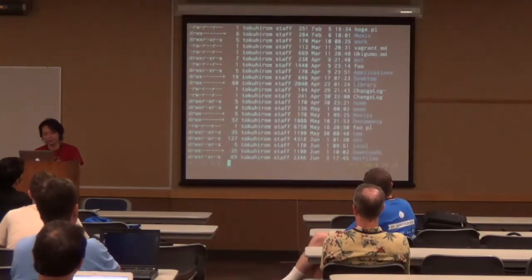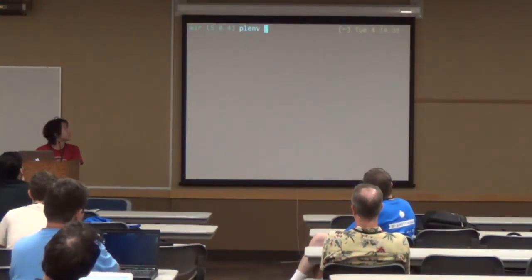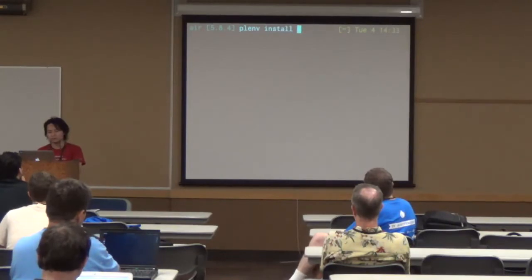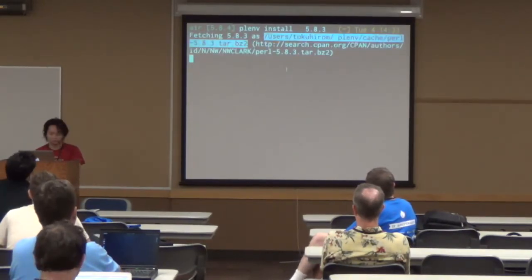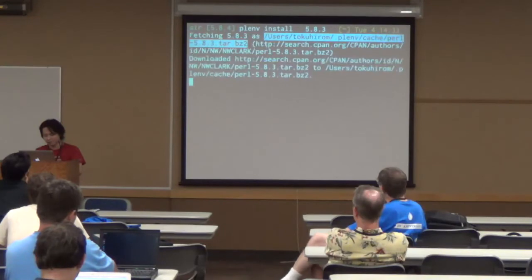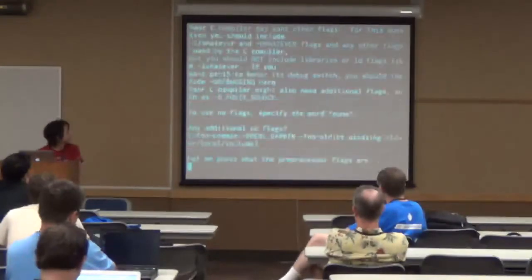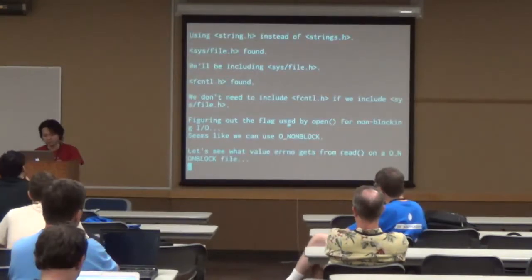So, demo plenv. plenv install 5.8.3, then it fetches from CPAN and puts it in the cache directory. The Perl source is very big, so too much time is spent. Okay, it downloads it and runs configure automatically. And if that's done, then it builds it.